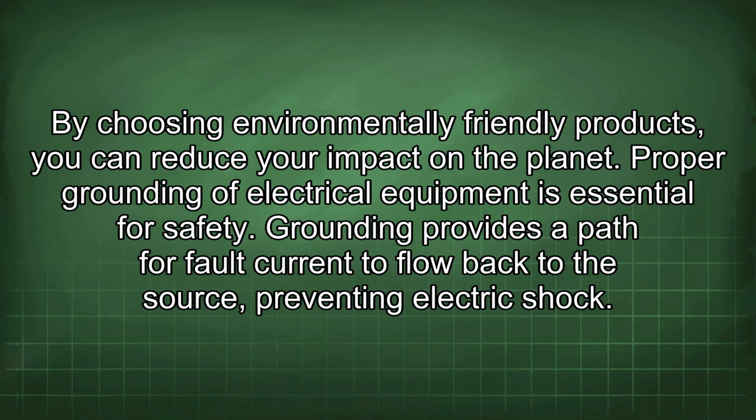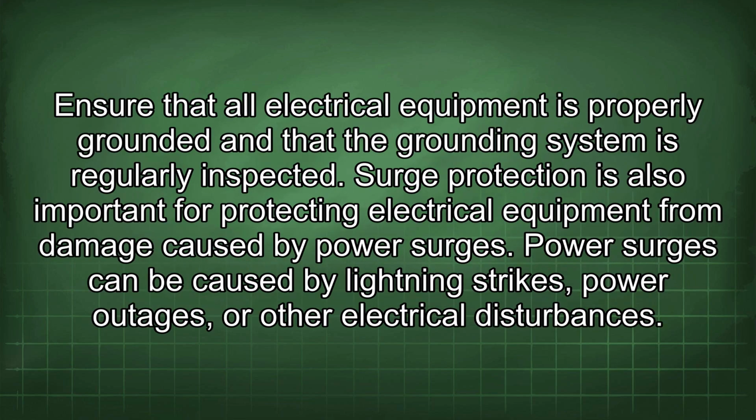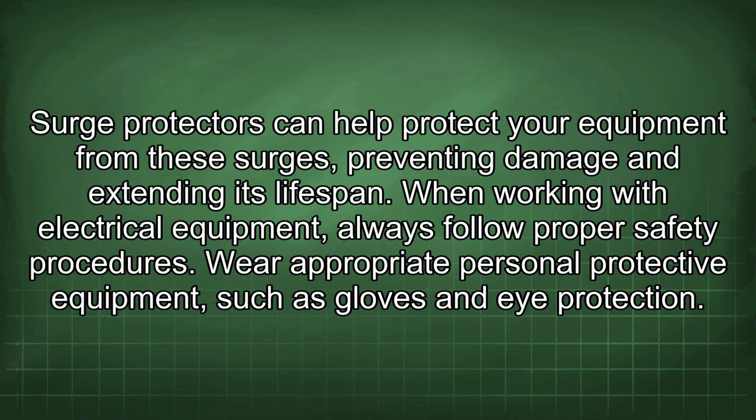Proper grounding of electrical equipment is essential for safety. Grounding provides a path for fault current to flow back to the source, preventing electric shock. Ensure that all electrical equipment is properly grounded and that the grounding system is regularly inspected. Surge protection is also important for protecting electrical equipment from damage caused by power surges. Power surges can be caused by lightning strikes, power outages, or other electrical disturbances. Surge protectors can help protect your equipment from these surges, preventing damage and extending its lifespan.